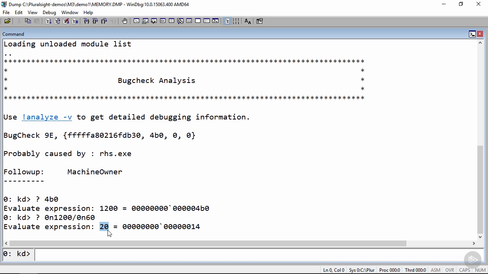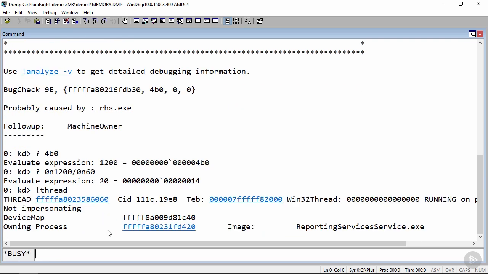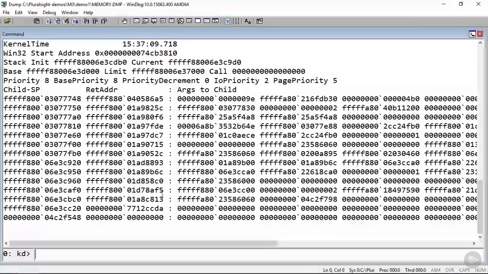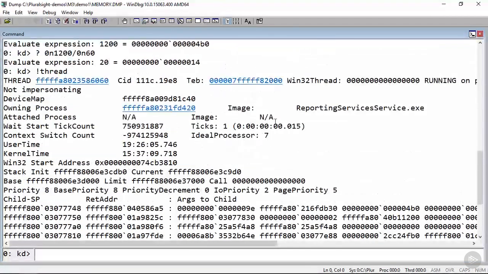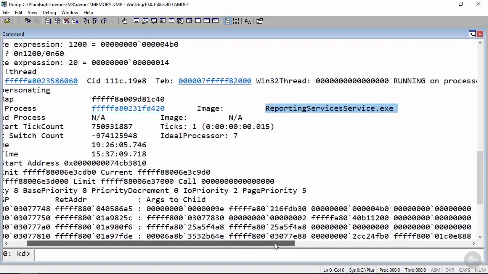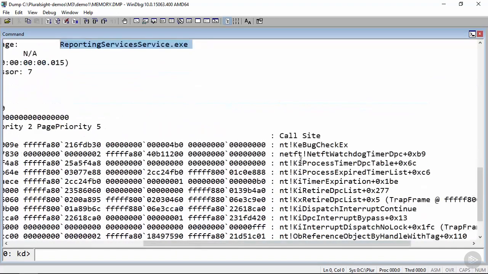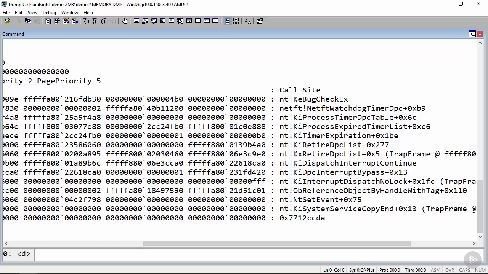Now, we can look at the current thread that was executing at the time of the crash, but this really doesn't have too much bearing on the crash itself. As you can see here, something called the reporting services service was running at the time, and we could take a look at its stack over on the far right. You can see it was just executing a system service.